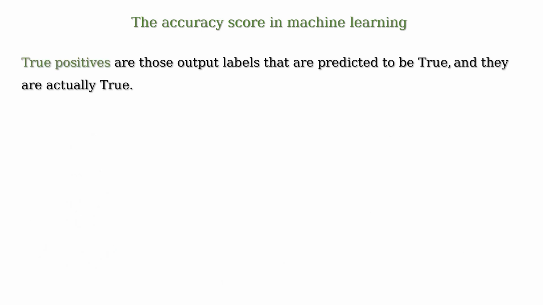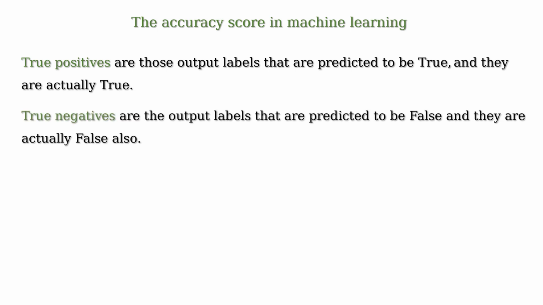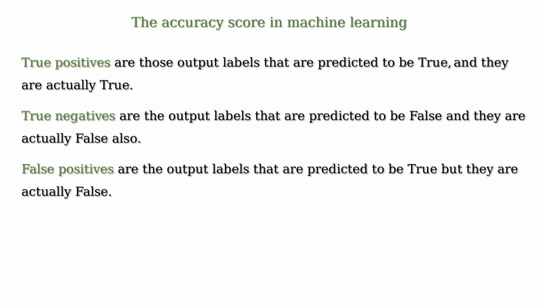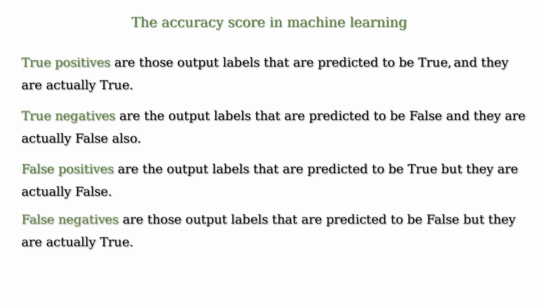Now, true positives are those output labels that are predicted to be true and they are actually true. True negatives are the output labels that are predicted to be false and they are actually false also. False positives are the output labels that are predicted to be true but they are actually false. And false negatives are those output labels that are predicted to be false but they are actually true.